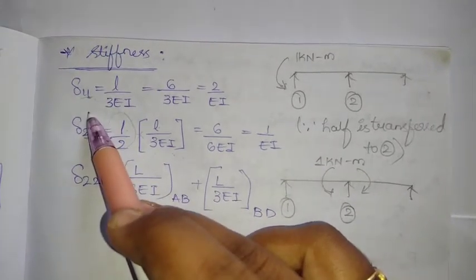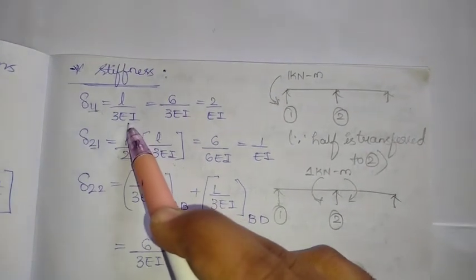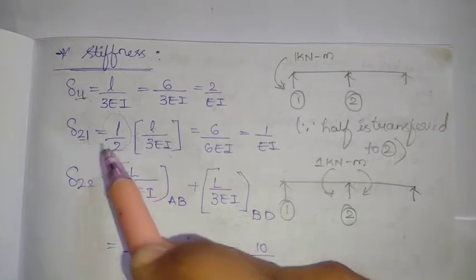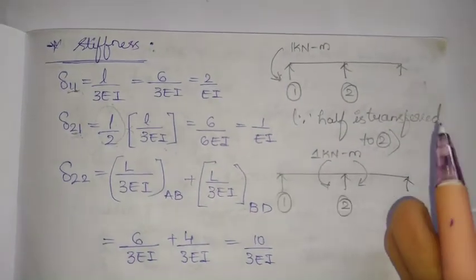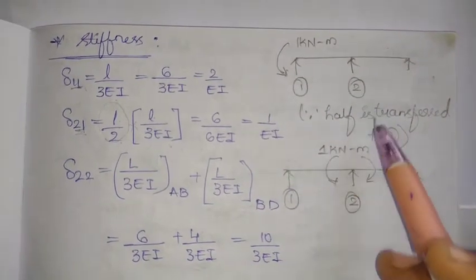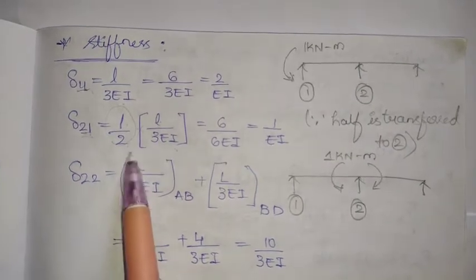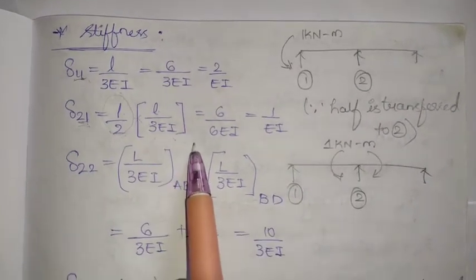So delta 11, when both are equal, it would be L by 3EI. When both are different, it would be half. The carryover factor, half, is transferred to this. So here we are dividing it. It is simply L by 6EI.